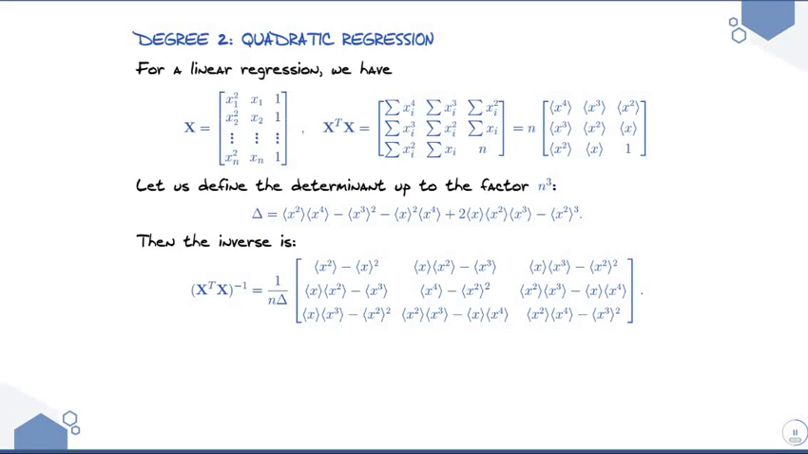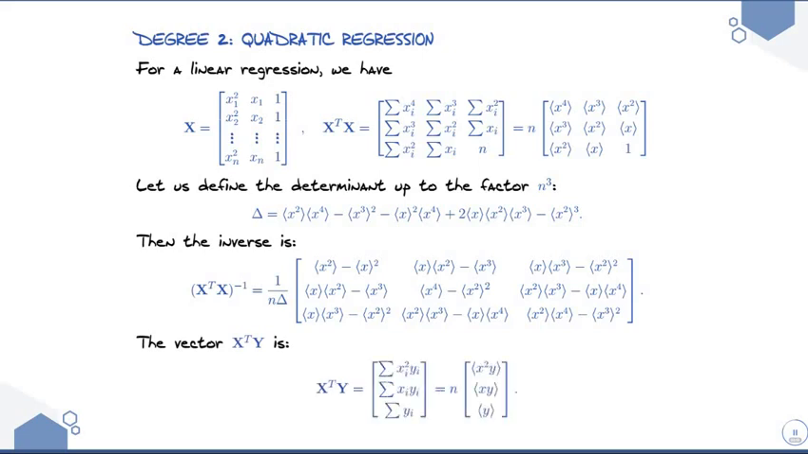Once we have the inverse, the vector X transpose Y contains the sums of x squared times y, x times y, and y, again expressed as n times the corresponding averages. Multiply the inverse by this vector and we get our three coefficients, C2, C1, and C0. The formulas are longer, but the structure is exactly the same as before. The matrix framework handles all the complexity for us, uniformly, elegantly, and without changing the logic.